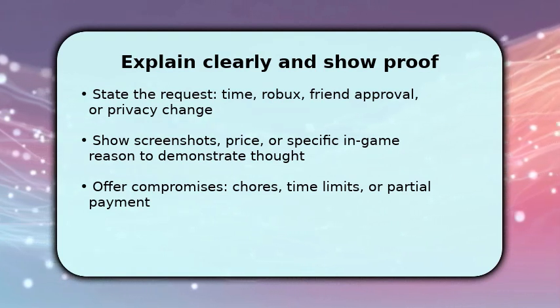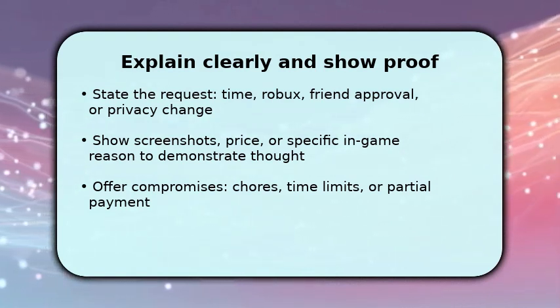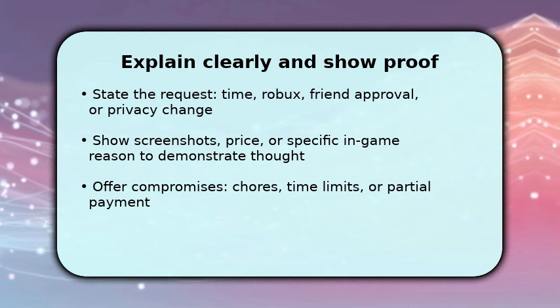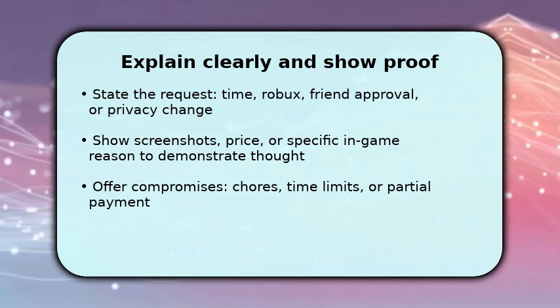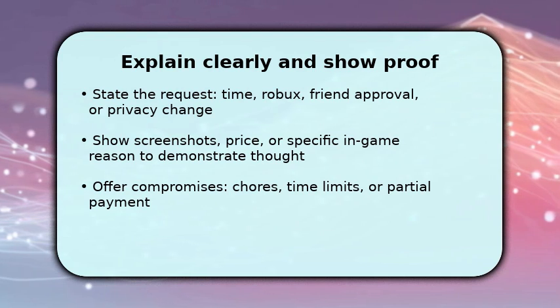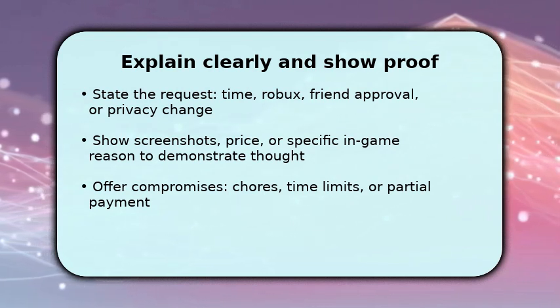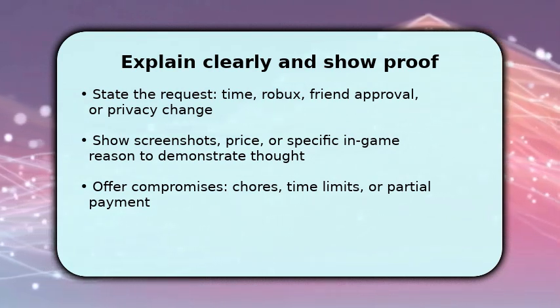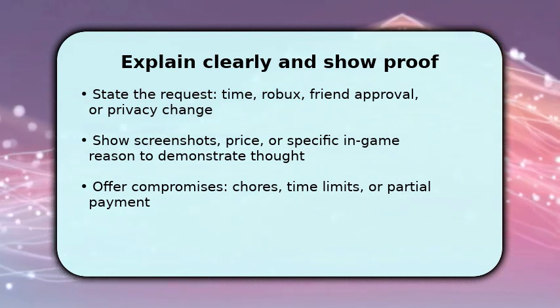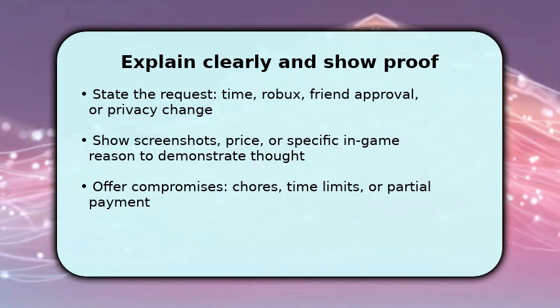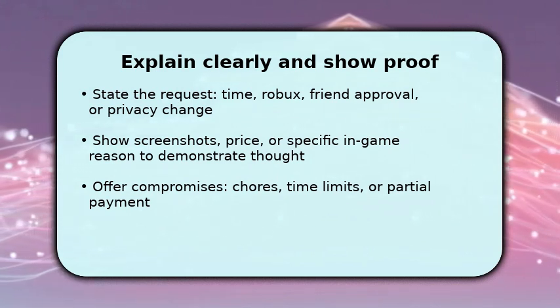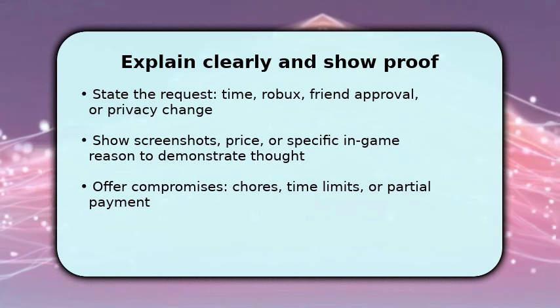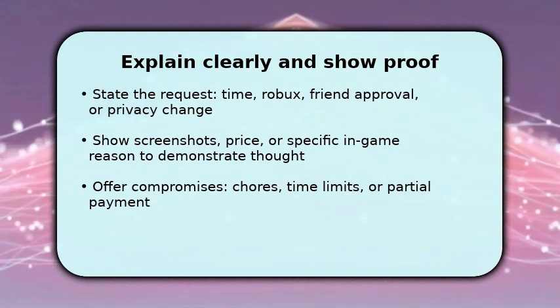State the request precisely, extra game time, Robux, friend permission, or a privacy tweak, and give the reason. Then show proof, a screenshot of the item, exact price, or the in-game benefit so they see context. Offer compromises. Say you'll do chores, accept a time limit, or contribute money. This shows responsibility and makes it easier for them to say yes, because they understand both benefits and safeguards.